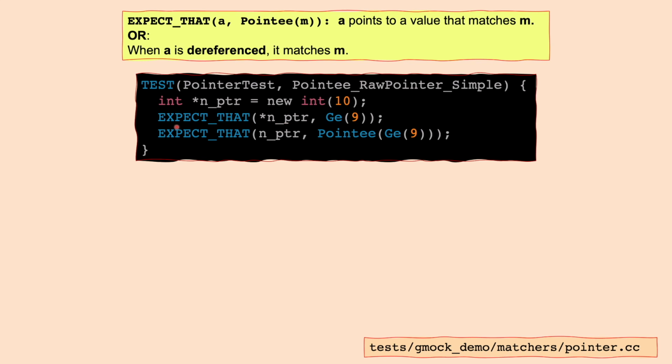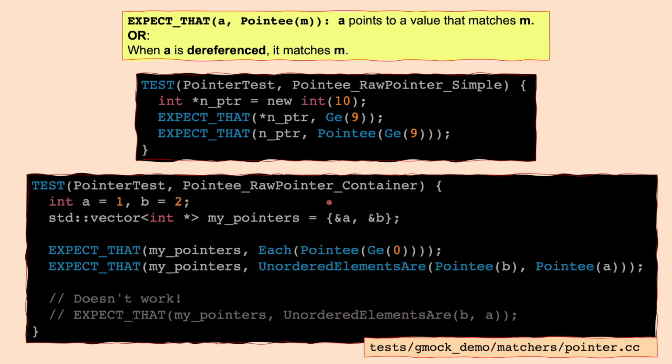So I can either say, expect that star int pointer is greater than 9, or I can say, expect that int pointer, its pointee, which is now the value of 10, is greater than or equal to 9. So these two are equivalent. You can either dereference the pointer yourself, or you can use pointee to dereference that pointer. And again, you guessed it right. One of the reasons that we use this matcher instead of simply dereferencing the pointer is to use it in more complicated matchers like this.